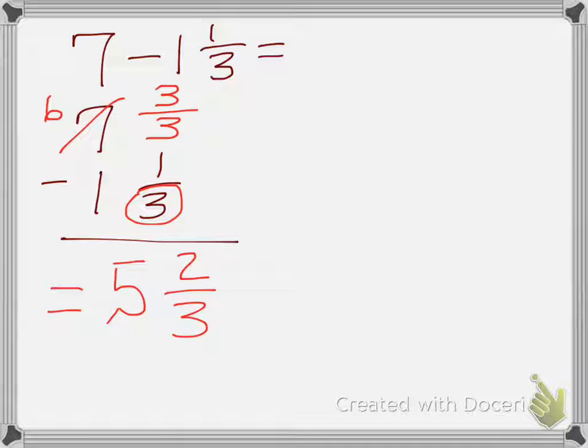Another way for converting or using a whole number is a little bit more tricky, but it's not something that you can't do. It's not that difficult. 7 minus 1 and 1/3. What we can do is we can actually convert everything to an improper fraction. How do I convert this whole number to an improper fraction?